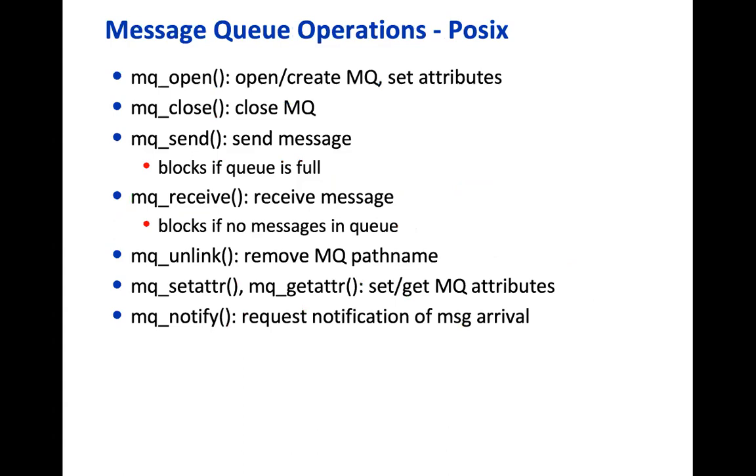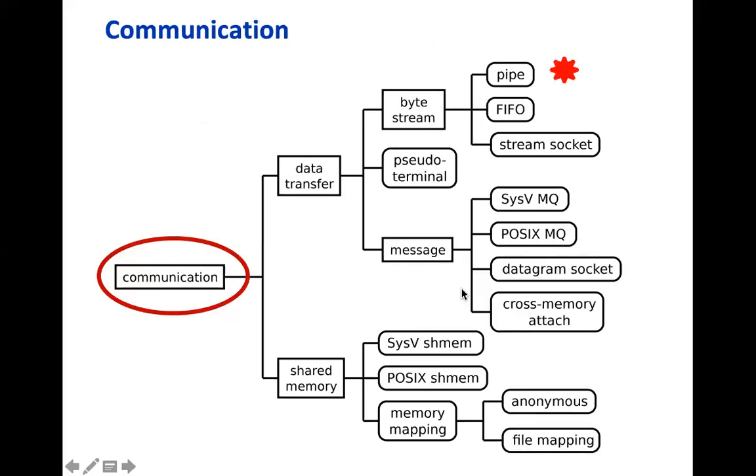Okay, so these are some of the system calls in the POSIX library: mq_open, mq_close, mq_send, mq_receive, mq_unlink, set attributes, notify, etc. What you have studied is just this very top level view, not really any details. If you are interested, please go through it. Plenty of material is available online.